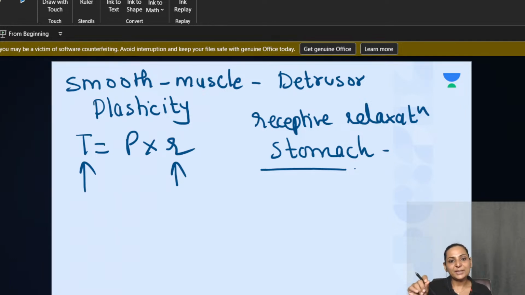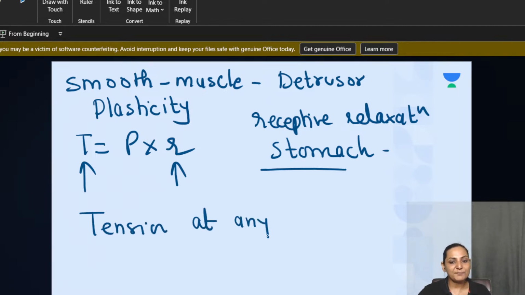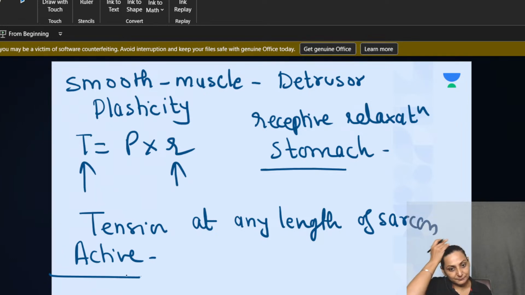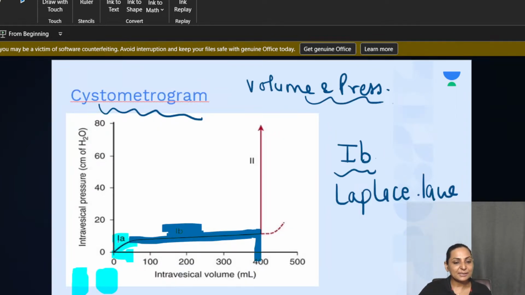Now, the unique property of the smooth muscles, that is plasticity, is that they can develop tension at any length of sarcomere, and I am speaking about the active tension. So they do not require any fundamental optimum length. If there is less length, they can develop tension; if there is more length, they can also develop tension. See, initially you can see that the pressure rose, but then the pressure stabilized.